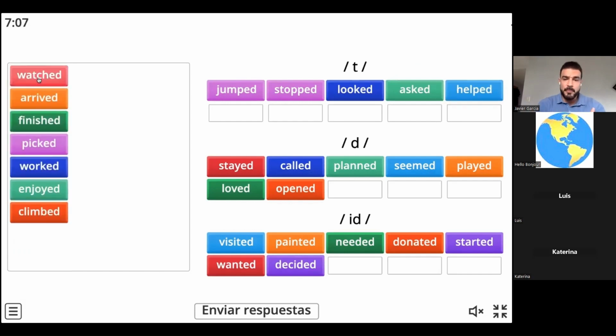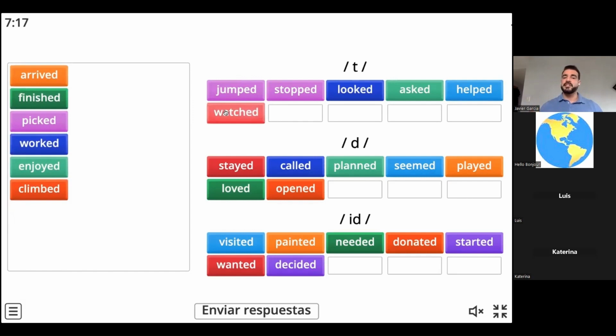This one has a CH. Remember, we were practicing the CH, right? And it also follows the rules of the T. Yes, watched. Watched, because that's how we pronounce it, right? We don't say watch it because watch it doesn't exist. We pronounce it with a T at the end, right? We say watched. Okay? I watched a film last night.